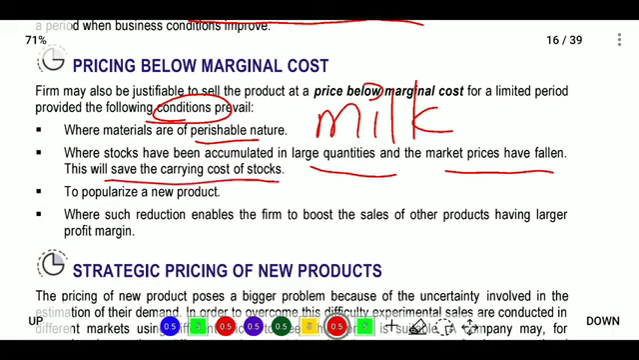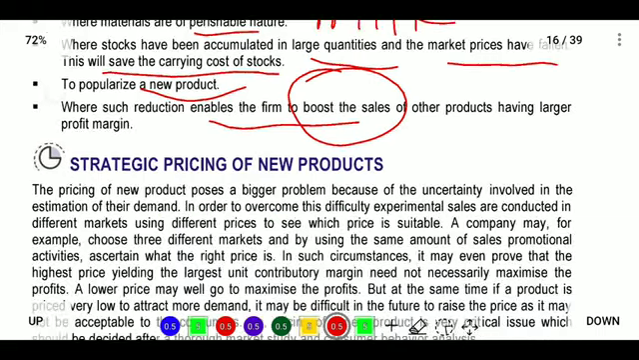Next, to popularize a new product. If it is a new product we require some popularity for that product, so we will sell at less cost. Next, where such reduction enables the firm to boost the sales of other products having a large profit margin. So customers will come for this product and they will see the other products in the company and they will purchase those products, which have large margins. At this point of time we will sell at less cost.